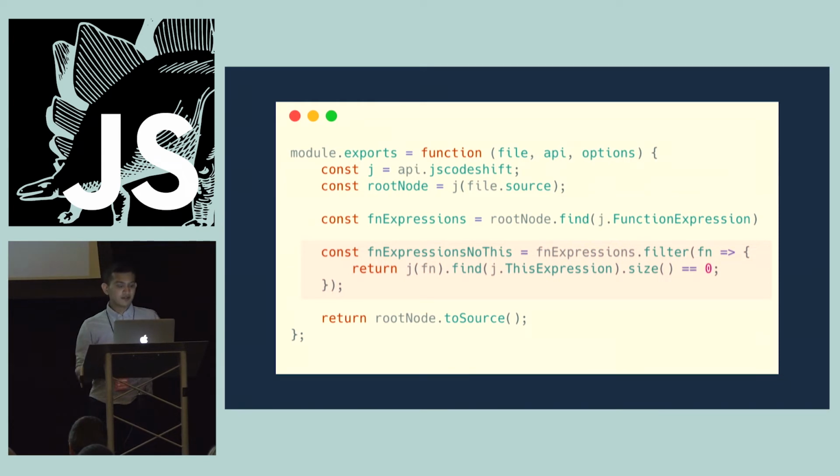So here we have a filter method that's exposed by jscodeshift on our collection. We're going to pass in this callback function. And this callback function, it's not too bad. What it's doing is it's searching for each of the individual function expressions. And it's making sure that this expression isn't there. We want to avoid this keyword in our transformations. So we're going to exclude any functions that have the this keyword. Size and related methods are just exposed by jscodeshift.